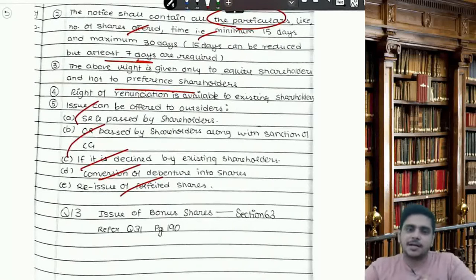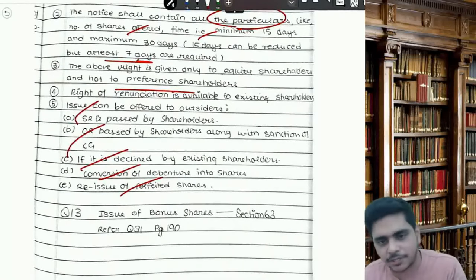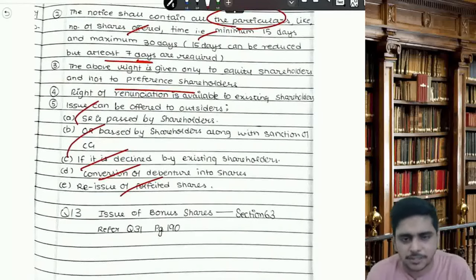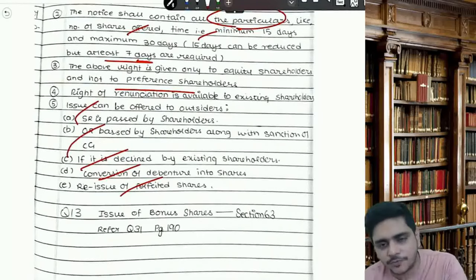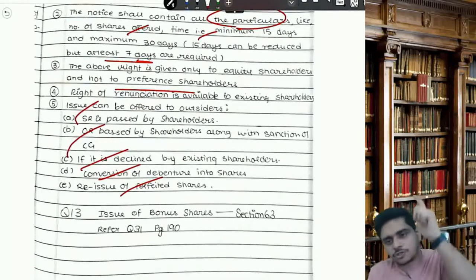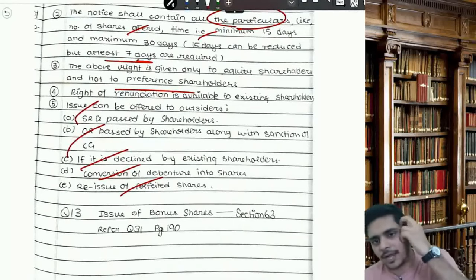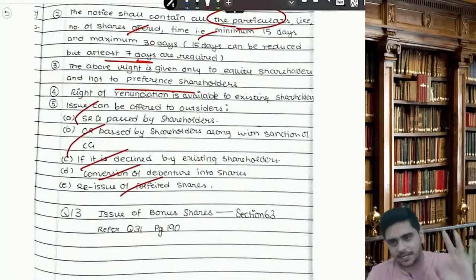Then, last answer is issue of bonus shares. We have written refer question 31, page 190. Very simple. Company will offer bonus shares only to existing shareholders. Whatever bonus shares they are offering, it has to be fully paid up. Existing shareholding should also be fully paid up. Money will come from free reserve, SEC prem and CRR.